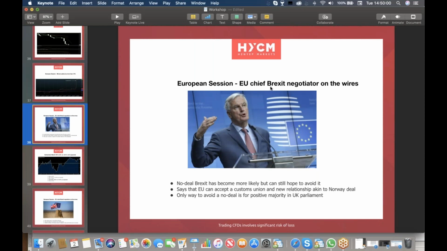In the European session, we had the EU chief Brexit negotiator on the wires saying the same old things he's been saying for a while. No deal Brexit is more likely, but he still hopes to avoid it. He says the EU can accept a customs union and a new relationship akin to a Norway deal. In other words, that customs union deal that nearly got through Parliament, he's saying we like that. So that's positive. The only way to avoid a no deal is a positive majority in the UK Parliament.